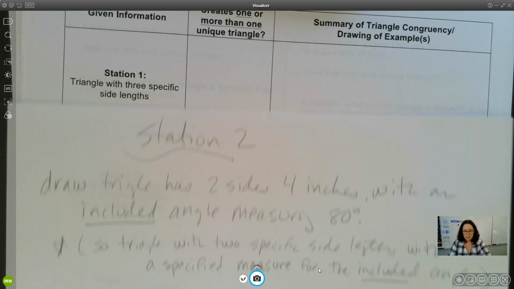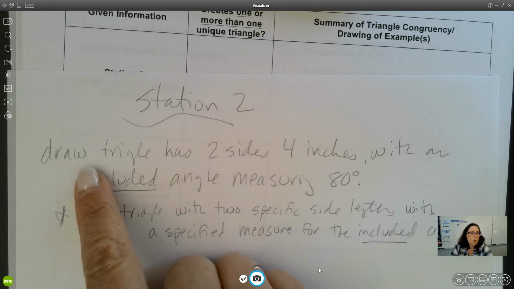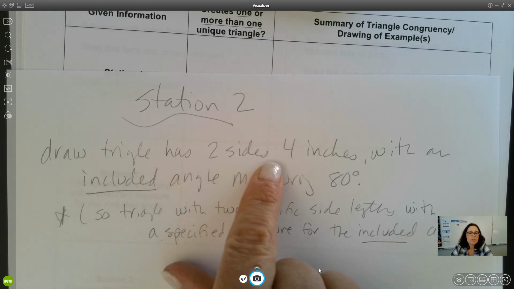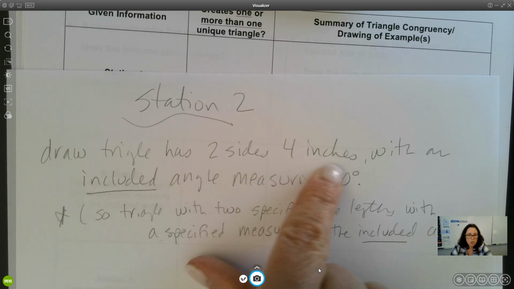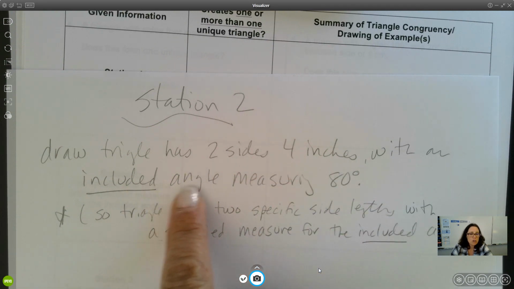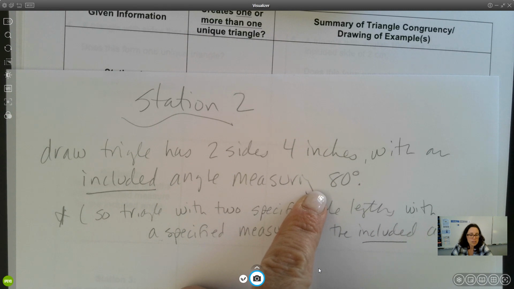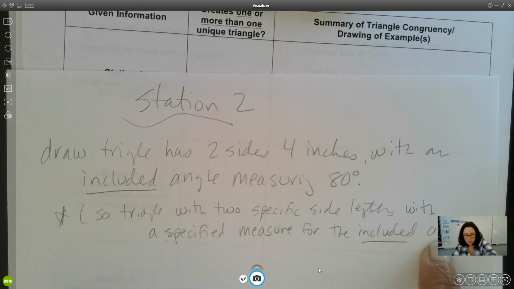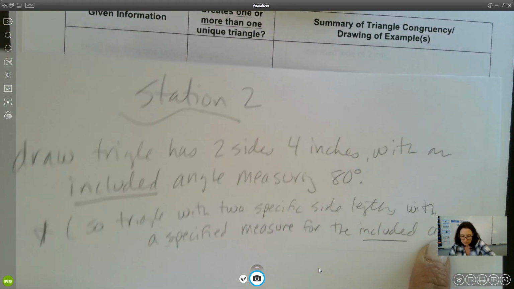All right, so station 2, we are asked to draw a triangle that has 2 sides that are 4 inches with an included angle measuring 80 degrees. I took the words right off our printed copy. It says we're looking for a triangle with 2 specific side lengths with a specified measure for the included angle. Well, let me show you how I did that one.